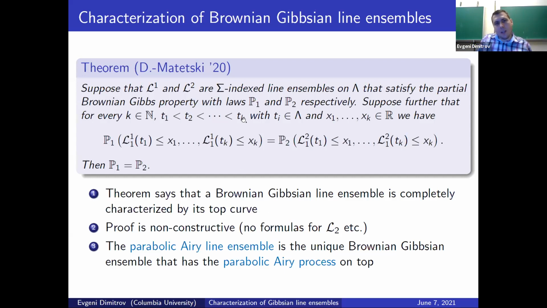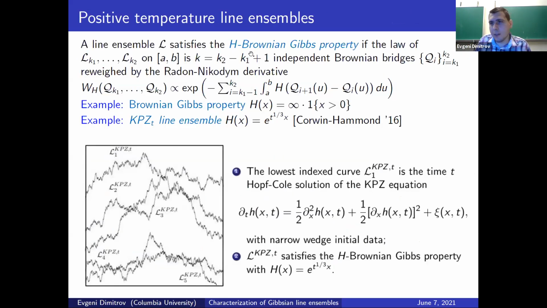Okay, so the next thing that I want to do is formulate a positive temperature analog of this result. But in order to do this, I need to formulate a more general type of Gibbs property. This is what is defined in this slide. It's called the H Brownian Gibbs property.